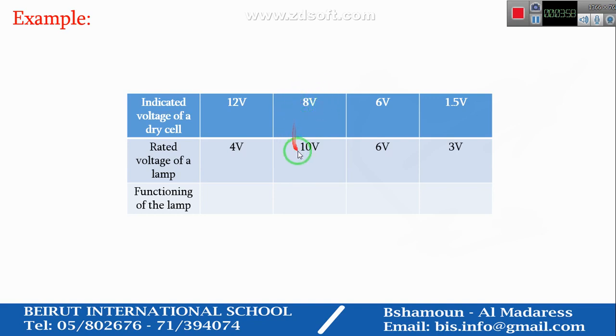It's less than the rated voltage of the lamp, which is 10 volt, which means that the lamp in this case will function weakly. The third case, the indicated voltage of the dry cell is 6 volt, which is equal to the rated voltage of the lamp, which means that the lamp will function normally. The last case, the indicated voltage of the dry cell is 1.5 volt. It's less than the rated voltage of the lamp, which means that in this case the lamp will function weakly.